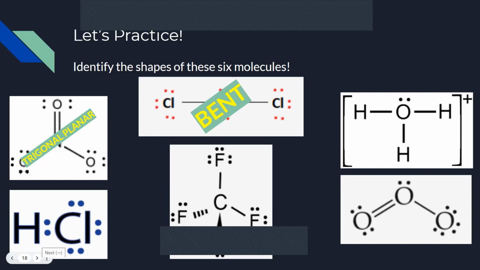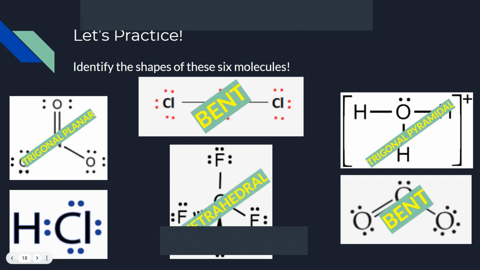And how about the next one? This would be trigonal pyramidal because of that lone pair at the top. And how about ozone? That would be bent. CF4, this should be tetrahedral. And HCl, just 2 atoms bonded together, the only shape that can make is linear.